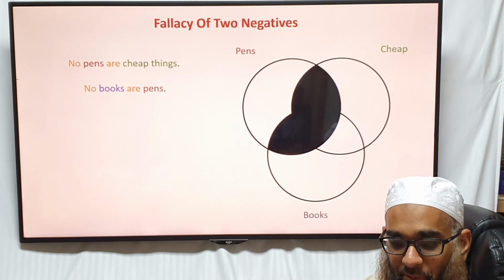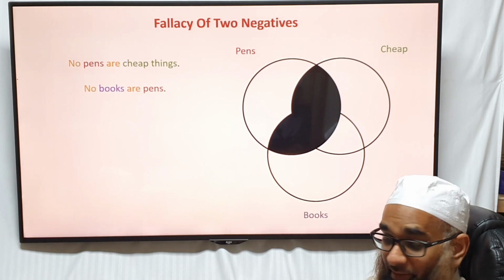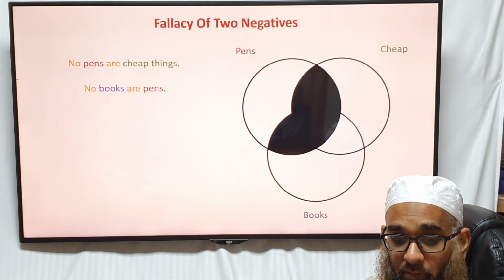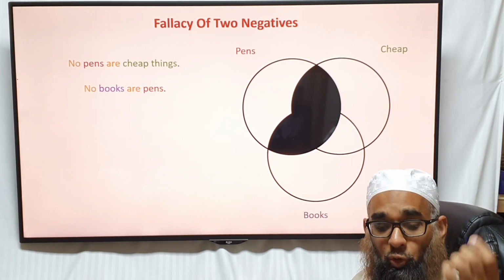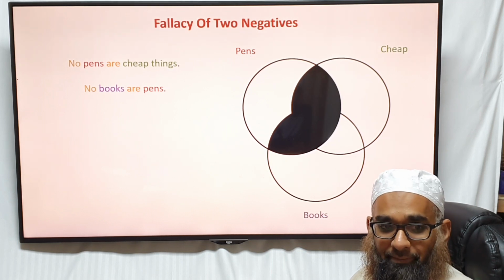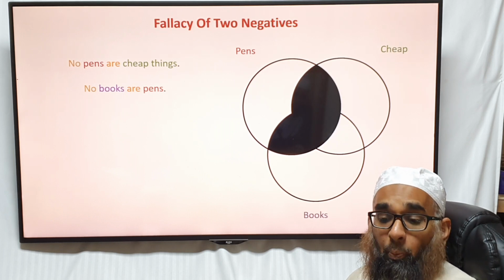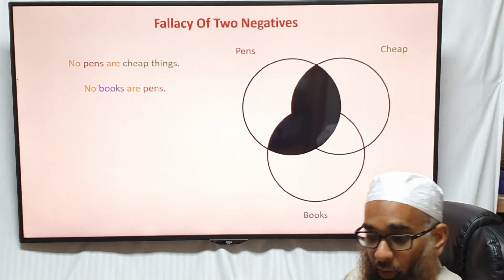Now what can we come to as a conclusion here? Some books are cheap? Not necessarily. Some books are not cheap? Not necessarily. You cannot come to that conclusion, not 100%. It's possible that all books are cheap. Because we don't know anything about this. We're not guaranteed that no books are cheap, or that all books are cheap. We don't know, because this is all we have now.